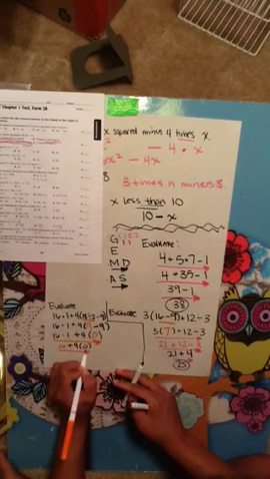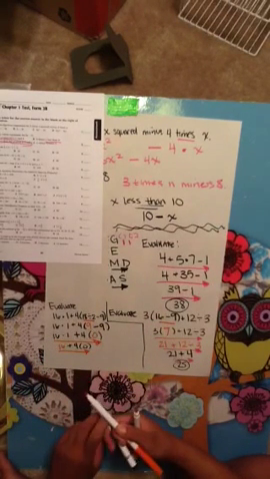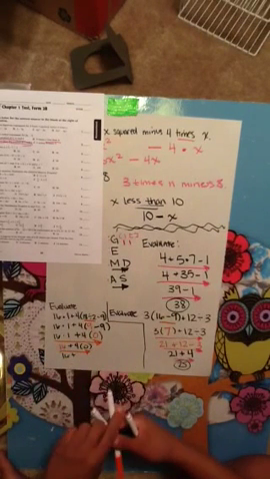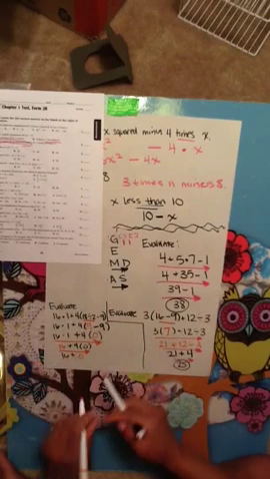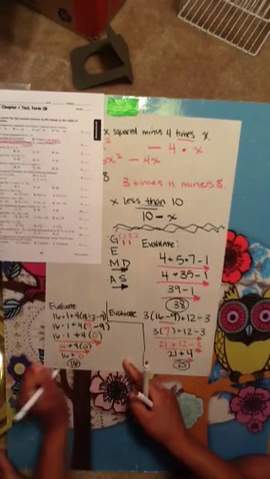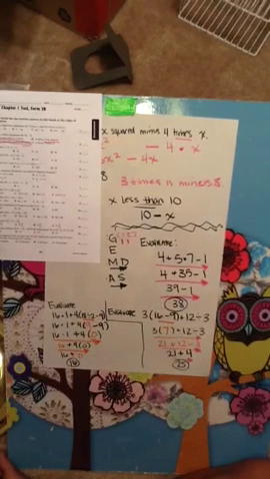So left to right, 4 times 0 is going to be 0. And then 16 plus 0, last operation, is just 16. Sweet.